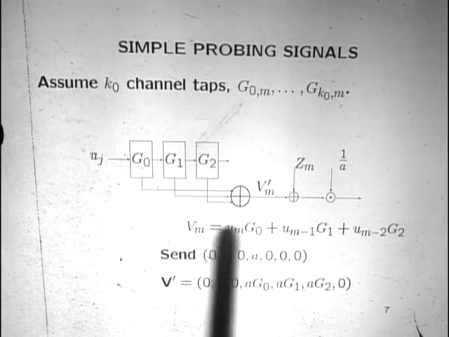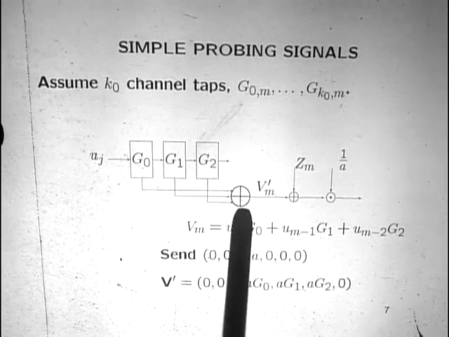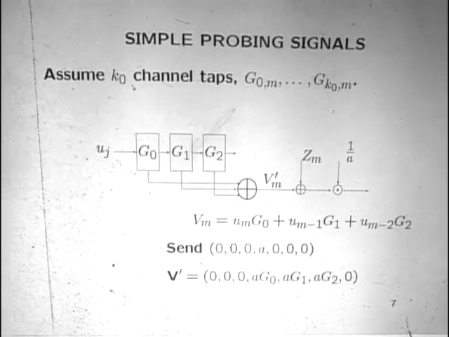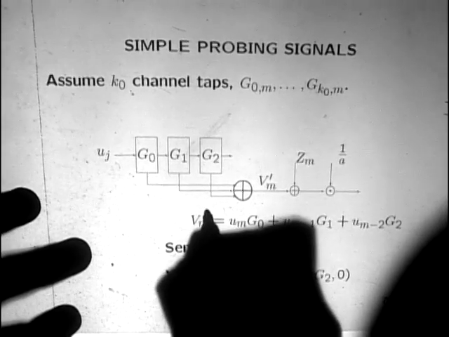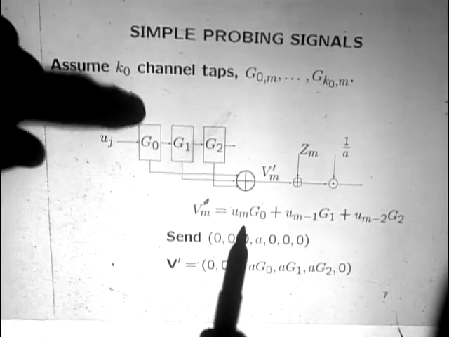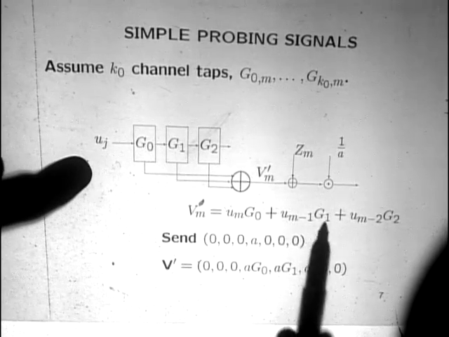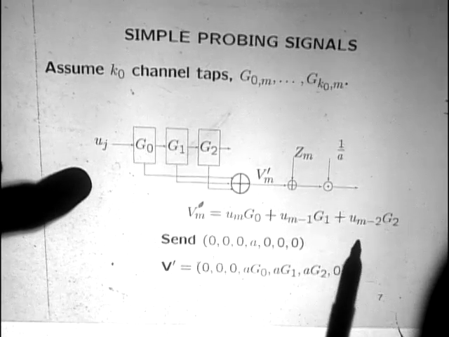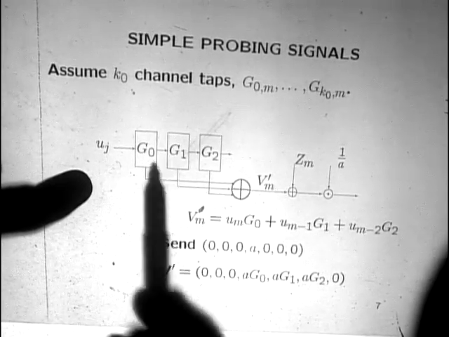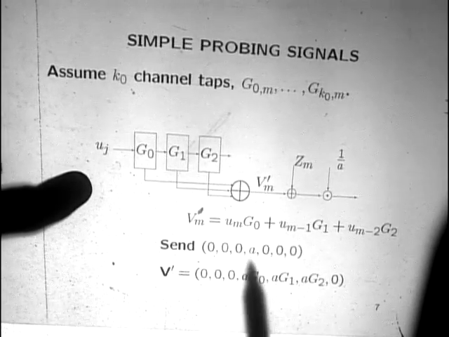You get something out here one epoch later. So all of these outputs get added up, and therefore the output here at time m is the input at time m times this tap plus the input at time m minus 1 times this tap plus the input at time m minus 2 times this tap, because it takes the inputs that long to go through there. All this is just digital convolution, okay?